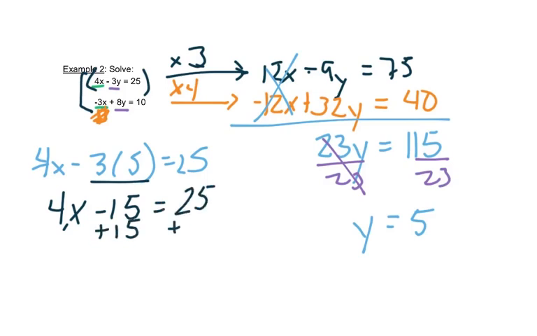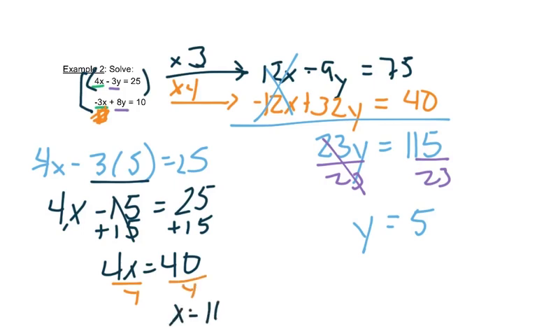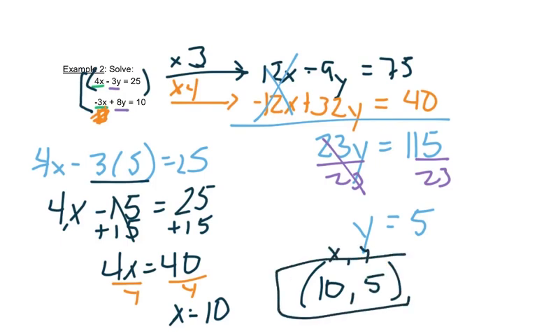And then I need to add 15 to both sides. So I get 40. I'll divide both sides by 4. So I get x is equal to 10. So I'm going to write my answer as an ordered pair, x first. So I get 10, and then y, 5. And again, to check it, you could stick that 10 in place of x and the 5 in place of y. In the top equation, you should get 25. In the bottom equation, you should get 10.